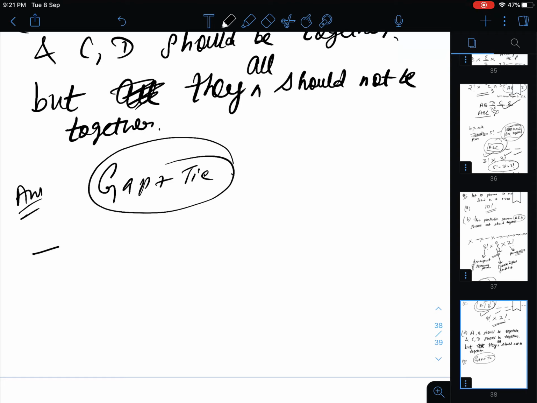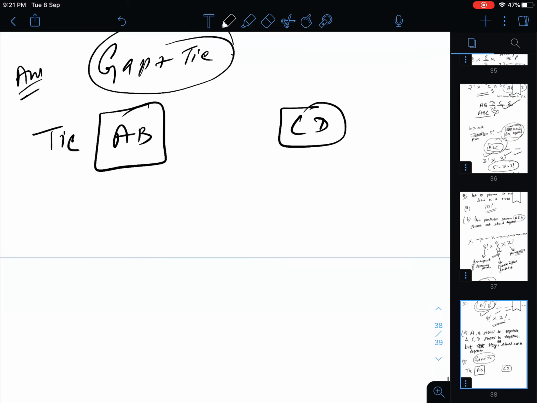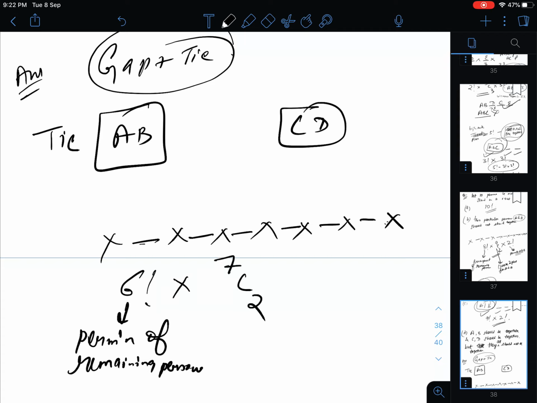Well, tie AB, make AB as one unit and CD as another unit. Okay, now you have 6 persons left, so put 6 persons in a row. First of all, arrange the 6 persons in 6 factorial ways, that is permutation of remaining persons. Now there are 7 gaps created. In these 7 gaps, select 2 gaps.